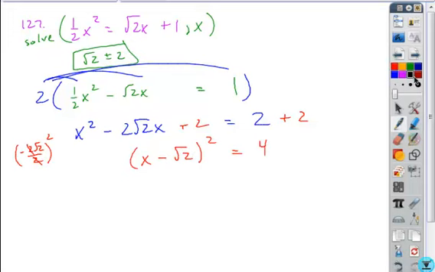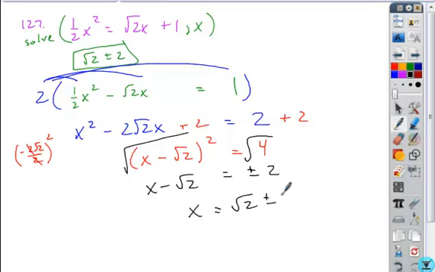And then I can extract my square root. When I do that, I do need to take into consideration the positive and negative root of 4, which is 2. And then I isolate my x by adding root 2 to both sides, write it in front of my plus minus, and that gives me my solution.